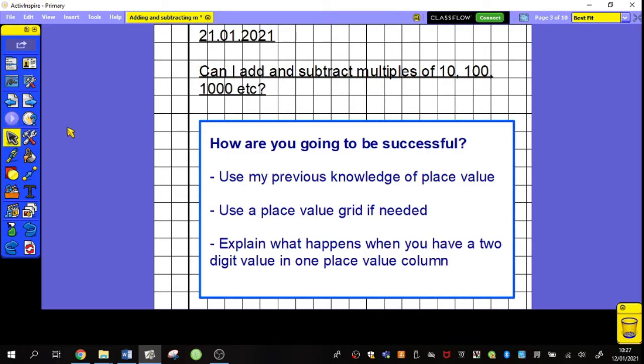So, today we're going to continue to look at adding and subtracting multiples of 10, 100, 1,000 and so on. To be successful, you're going to again need to use your previous knowledge of place value, use a place value grid today if needed, and explain what happens when two-digit values are in one place value column, just like we looked at yesterday.